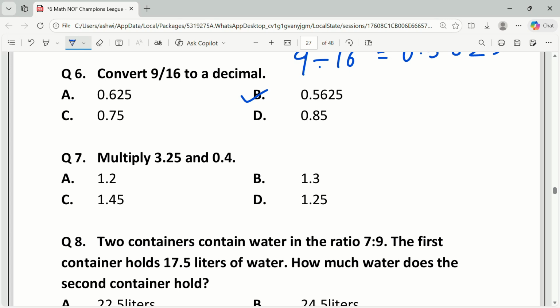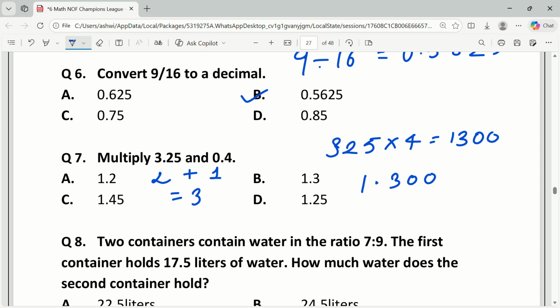Question 7. Multiply 3.25 and 0.4. Multiply the two numbers as if they are whole numbers. That is 325 into 4, which is equal to 1300. The total number of decimal places in the factors is 2 and 1, which is equal to 3. The product should also have 3 decimal places. That is 1.300. Comparing with the options, the answer is B, 1.3.